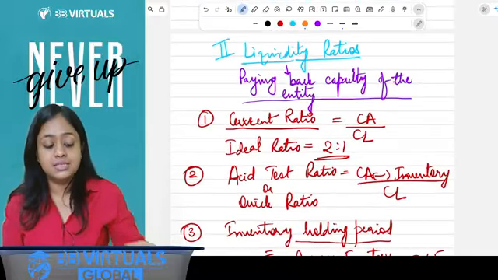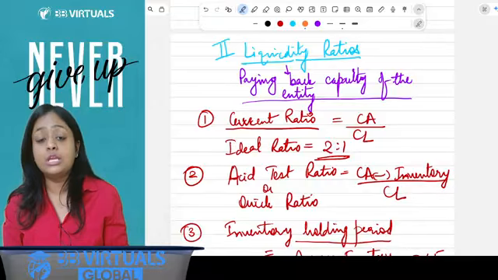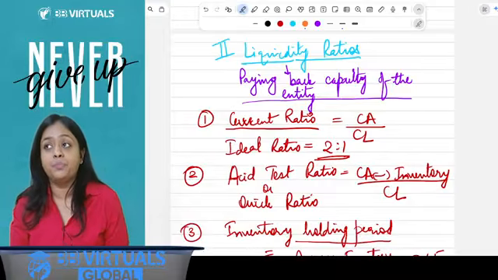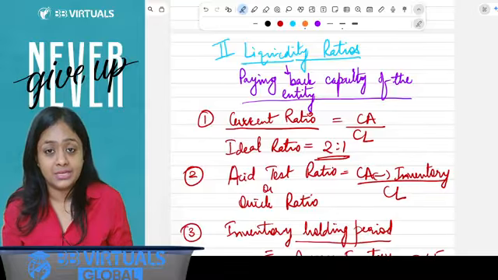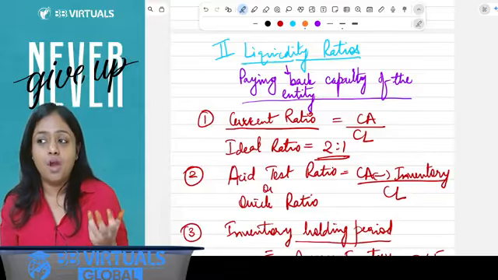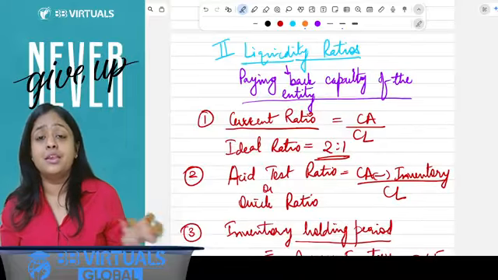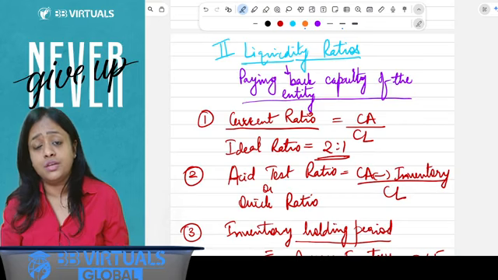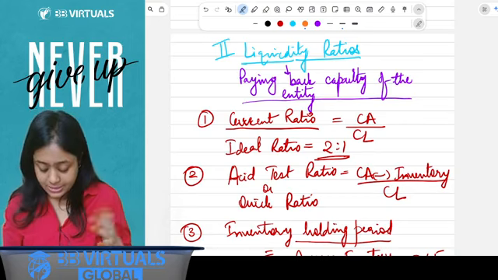The next set is liquidity ratios. Now what are liquidity ratios? Liquidity ratios are those ratios that depict the paying back capacity of the entity. Basically it is related to the cash flow statement. So how good are the cash flows of the entity, or the funding, the paying capacity of the entity.